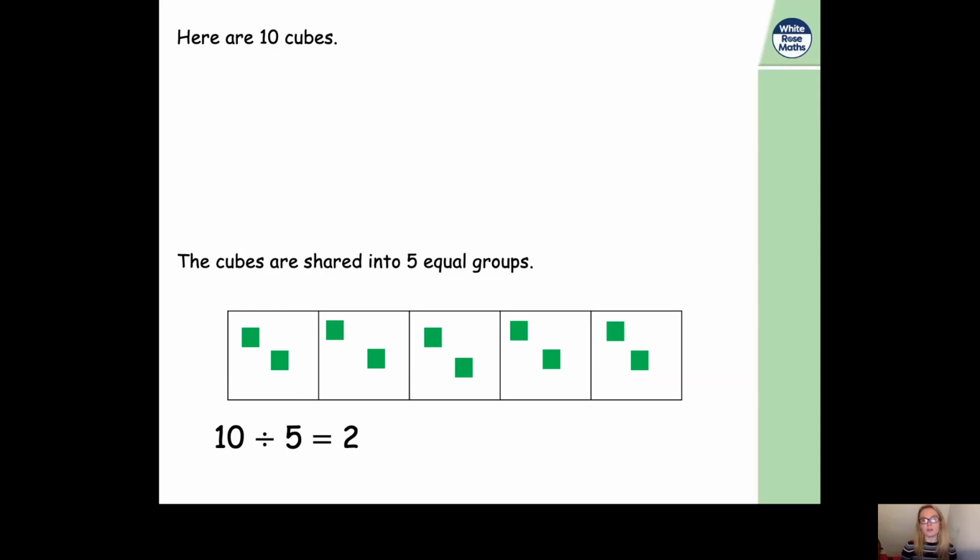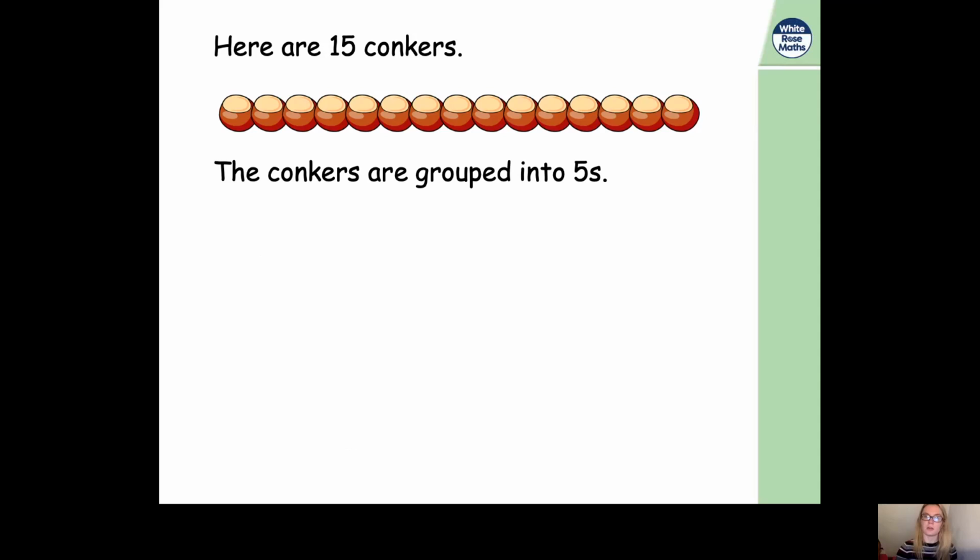Now we're going to look at the same questions again, but this time we're going to have to use another method. So here are my 15 conkers again. Now let's read the question this time. It says the conkers are grouped into 5s. Okay, what are the key words in my question here? Yes, you're right. The conkers are grouped. So there's my keyword, grouped, and that means I have to use grouping and not sharing this time.